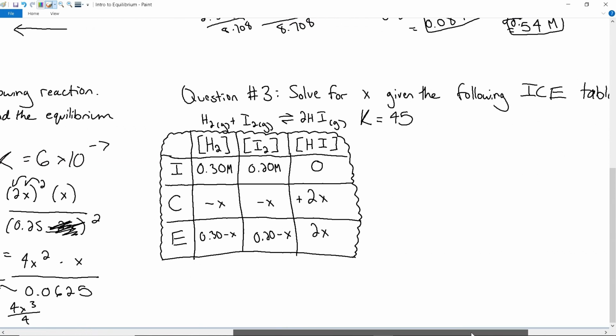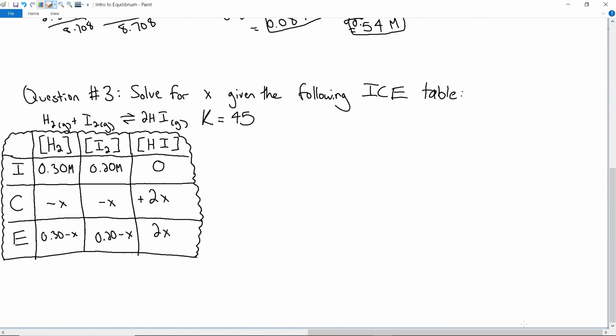All right, one more to go. Hopefully this one will go pretty smoothly now. Solve for x given the following ice table. So we have the same equation from question 1. This is hydrogen and iodine reacting to give us hydrogen iodide. We already have our ice table set up, so that's great. So all we need to do is set up our equation.